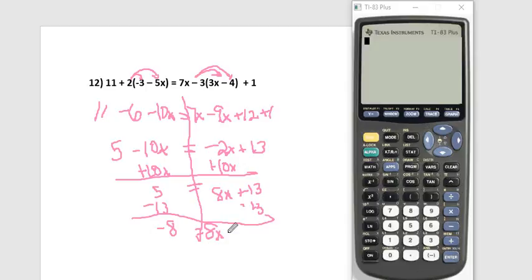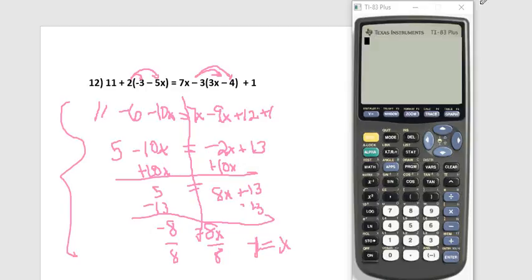Alright, and now we have one last step. Divide both sides by 8. And we get negative 1 equals x. That's a 1. Negative 1 equals x. Now, this is manual. This is the algebraic way.